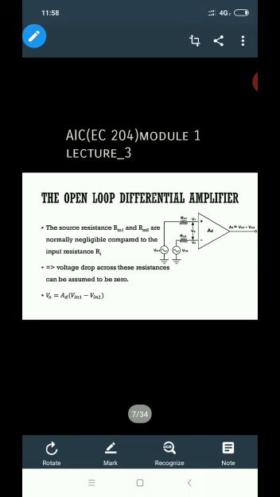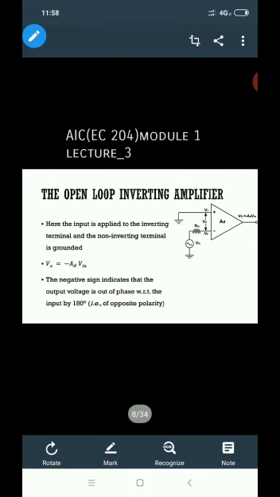So the voltage drop across these resistances can be assumed to be 0. So V0 equals AD into (Vin1 minus Vin2). Now the open loop configuration: inverting amplifier.